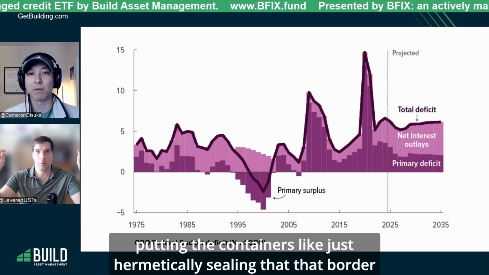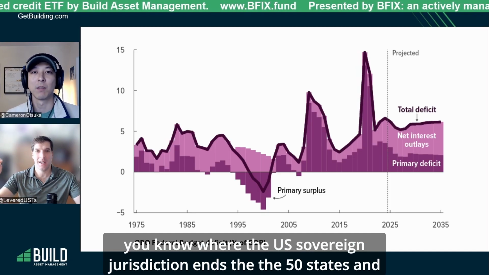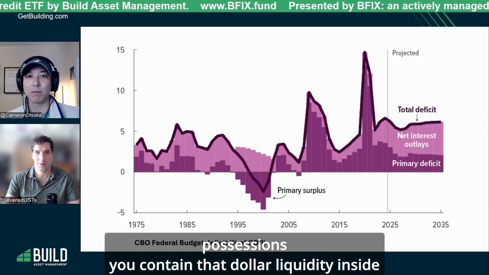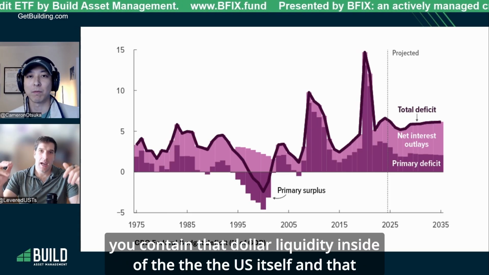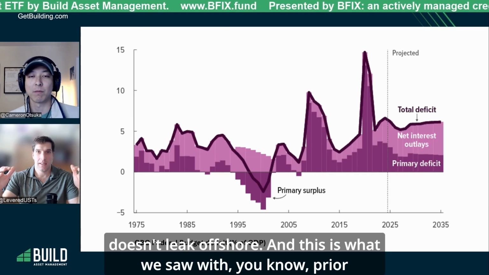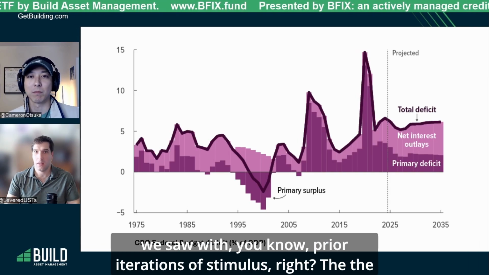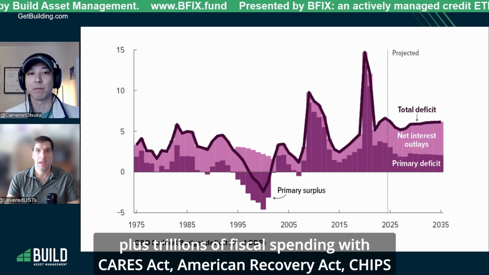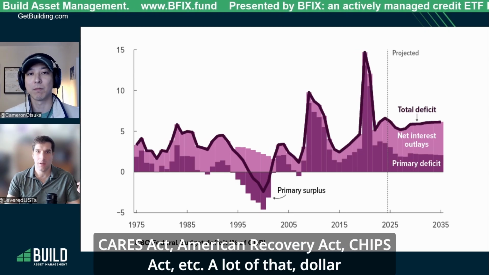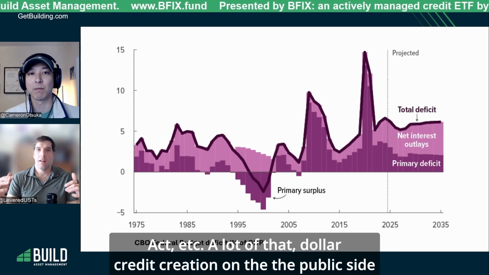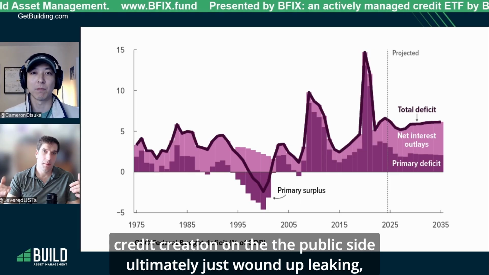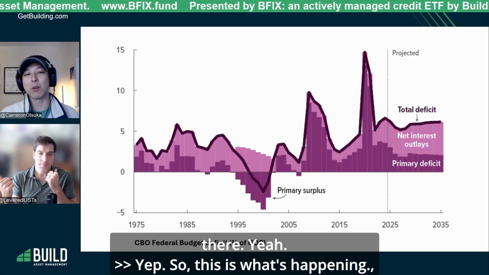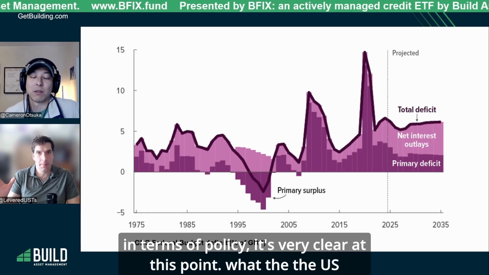And then because this policy is like putting up containers, just hermetically sealing that border where U.S. sovereign jurisdiction ends, the 50 states and its territories and possessions, you contain that dollar liquidity inside of the U.S. itself, and it doesn't leak offshore. And this is what we saw with prior iterations of stimulus, right? The 2020 trillions of QE plus trillions of fiscal spending with the CARES Act, American Rescue Plan, CHIPS Act, et cetera. A lot of that dollar credit creation on the public side ultimately just wound up leaking into the offshore system, because you're buying those products from offshore, or you're investing over there. So this is what's happening in terms of policy.